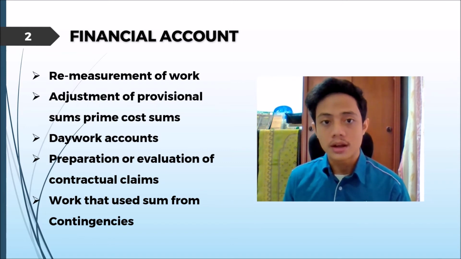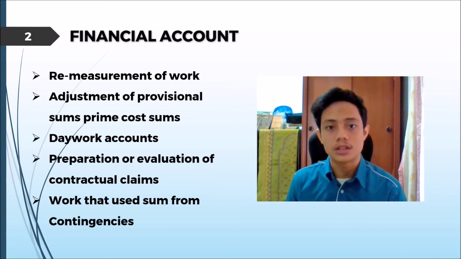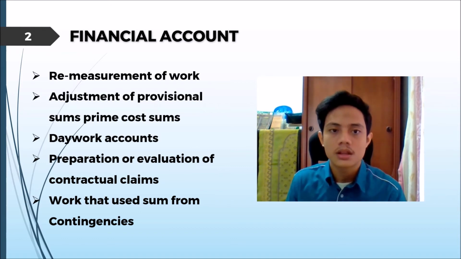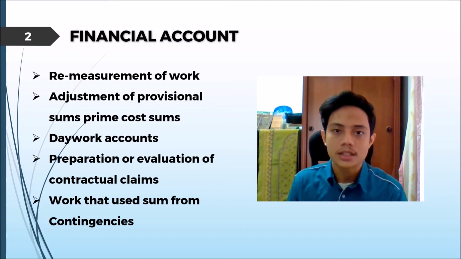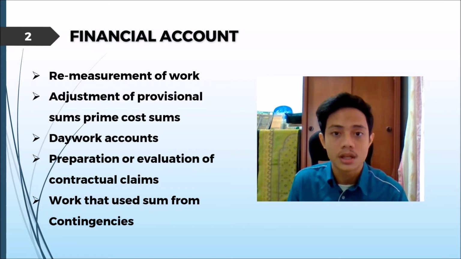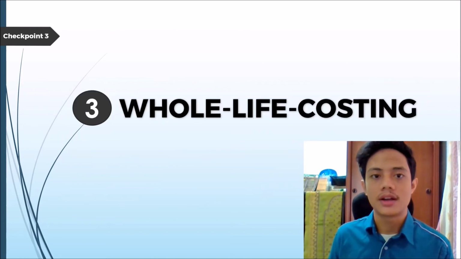The day work account and the adjustment of the provisional and prime cost sums that is used in nominated works is also to be clarified. Work that used the sum allocated for contingencies is also to be clarified in the final account, and all the contractual claims are to be settled before the final account is to be released. The furniture factory project is now completed, as the final account has been agreed and released.